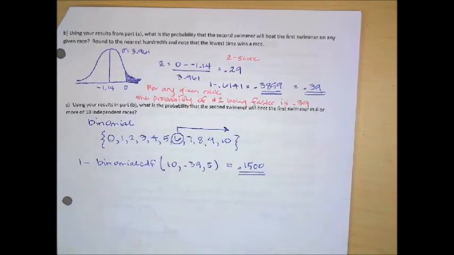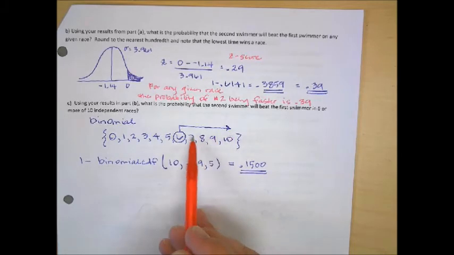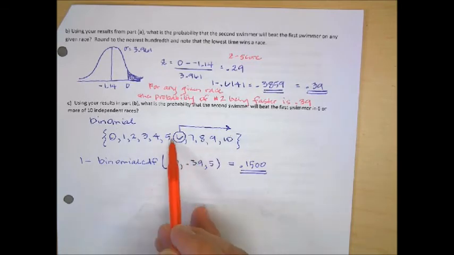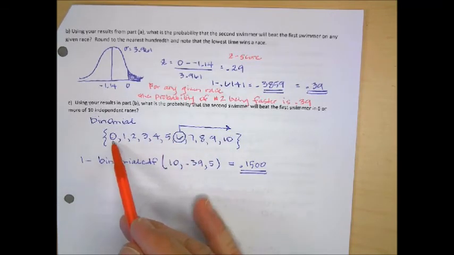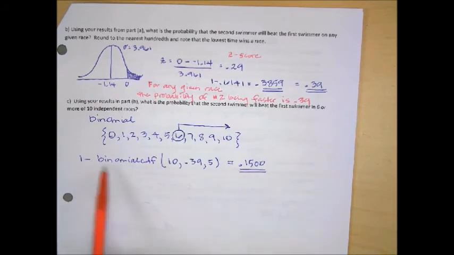Although we're going to the right, our calculators don't go to the right, they go to the left. So if we want 6 or more, we ask our calculators for 5 or less, and then we subtract that answer from 1. Okay. So I just did it all at once. This is what I would do in my calculator. 1 minus binomial CDF, 10, 0.39, 5.